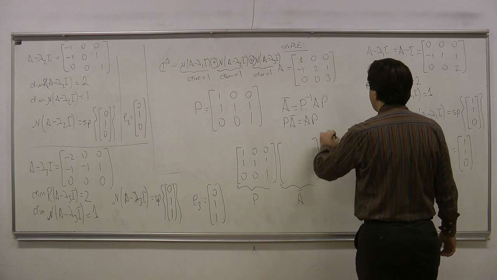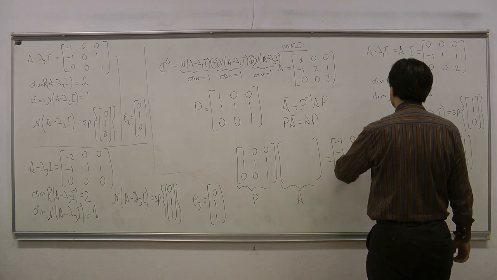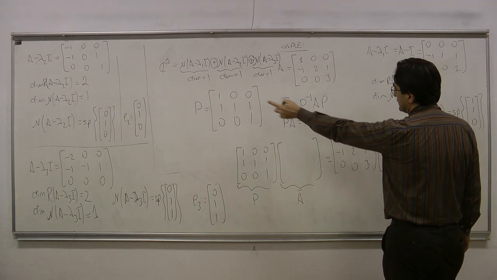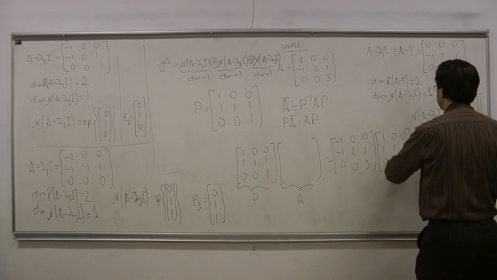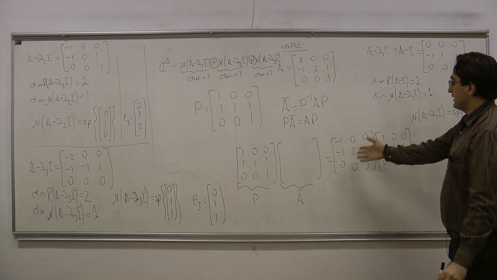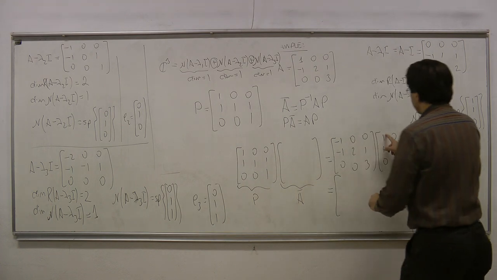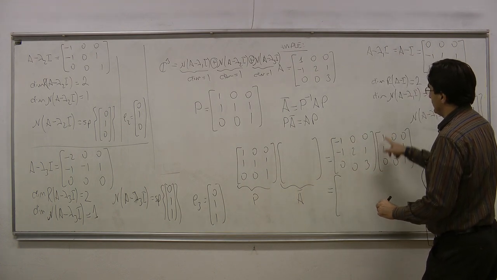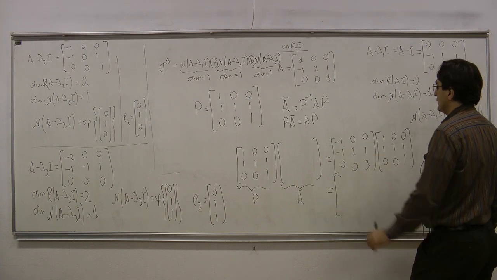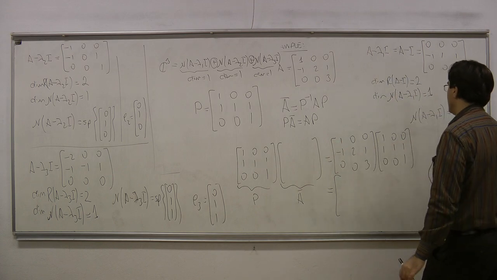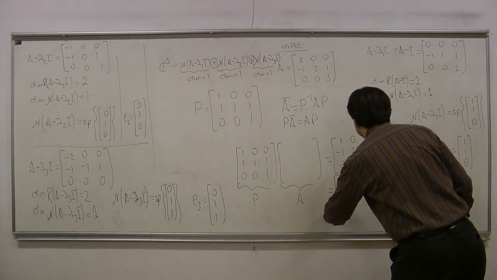A is this one: minus 1, minus 1, 0, 0, 2, 0, 0, 1, 3. And P is the same matrix as before: 1, 1, 0, 0, 1, 0, and 0, 1, 1. Okay, so you see that I can make the multiplication on the right here. If I multiply this matrix with the first column, I will sum the first two columns. Sorry, I have written this wrong. If I sum these first two columns, I would have 1, 1, 0 here.